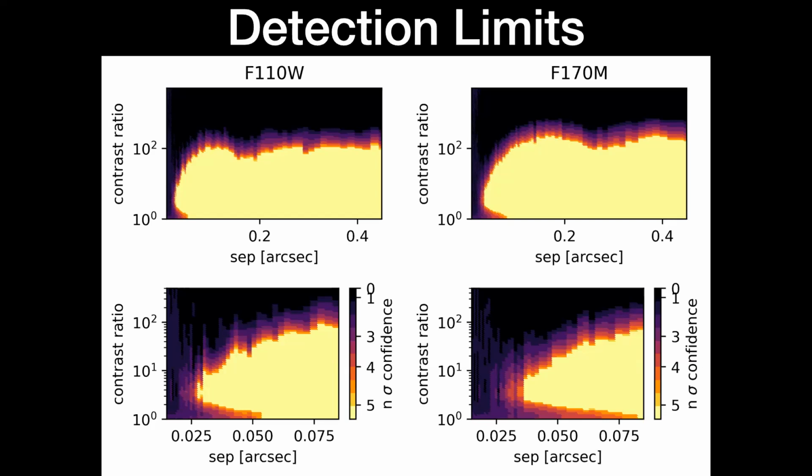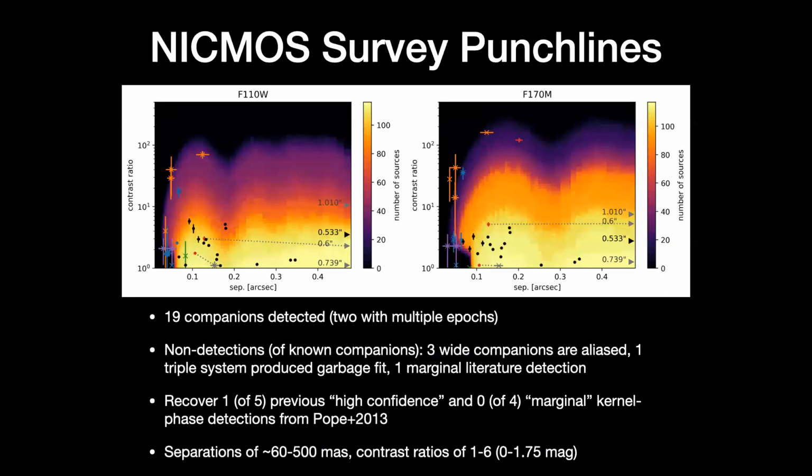There are two filters, and then these are just zoom-ins on the very tight separation regime here. So once we have this for our entire sample, we can score our binary fits as real or not. And we get a catalog of detections, and we get our survey sensitivity, which is very important for the next step. So yeah, we found 19 companions. That's what these black dots are. These were previously known companions.